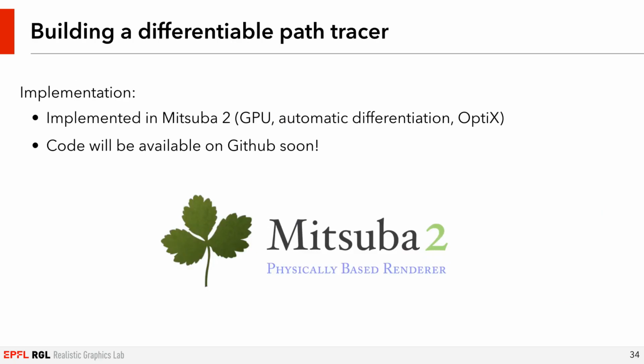We implemented our technique using Mitsuba, which has been presented at SIGGRAPH Asia as well. Our differentiable renderer runs on the GPU, it relies on automatic differentiation, and it uses OptiX for ray intersections. The code will be released on GitHub.